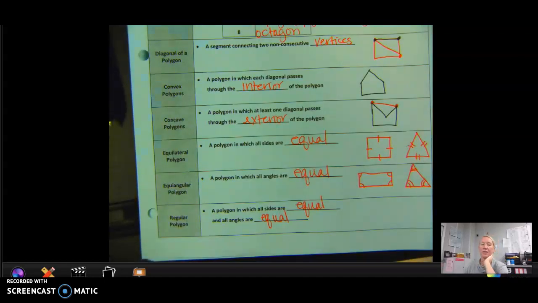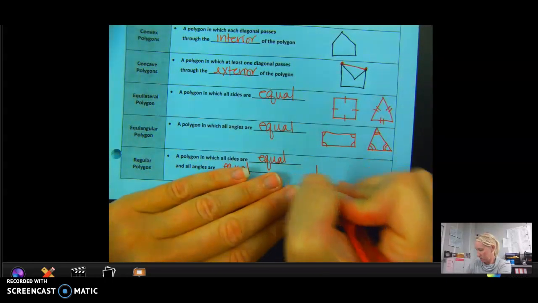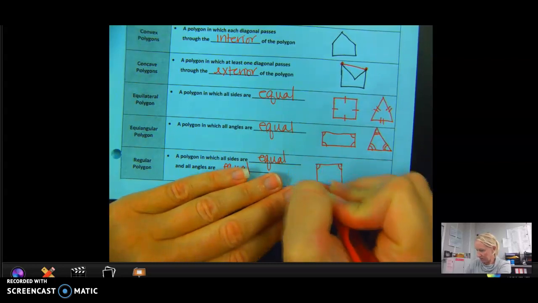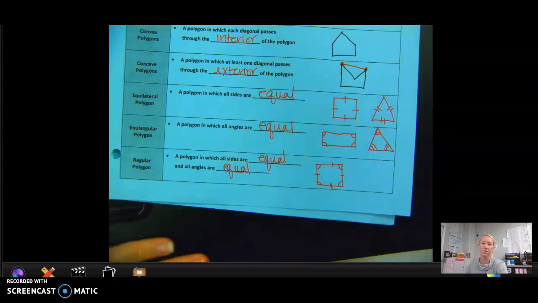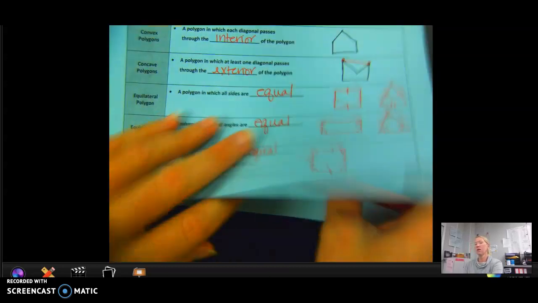Regular polygon would be a polygon that's equilateral and equiangular, so all sides are equal and all angles are equal. The most common one, again, would be our square, because we know all angles in a square are equal. They're 90 degrees, and then we know all sides are equal also. So that would be considered regular. Okay, go to the next slide.